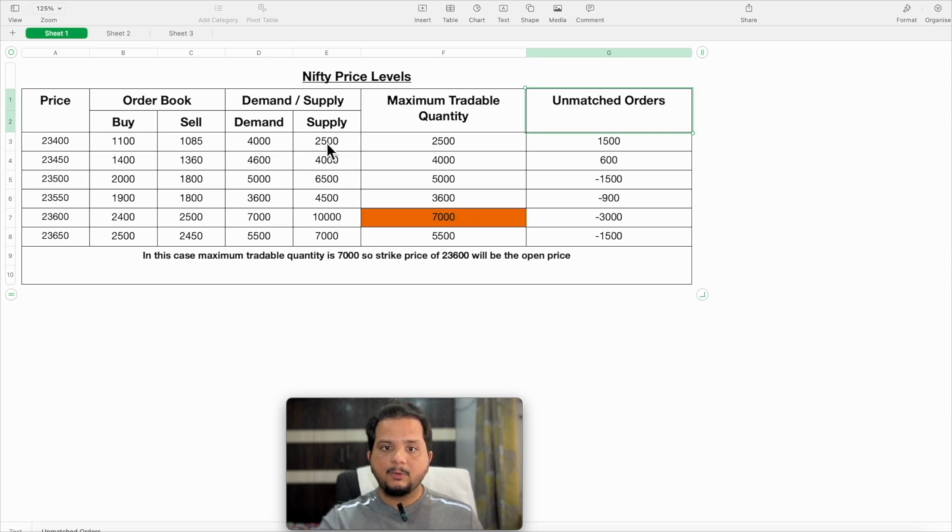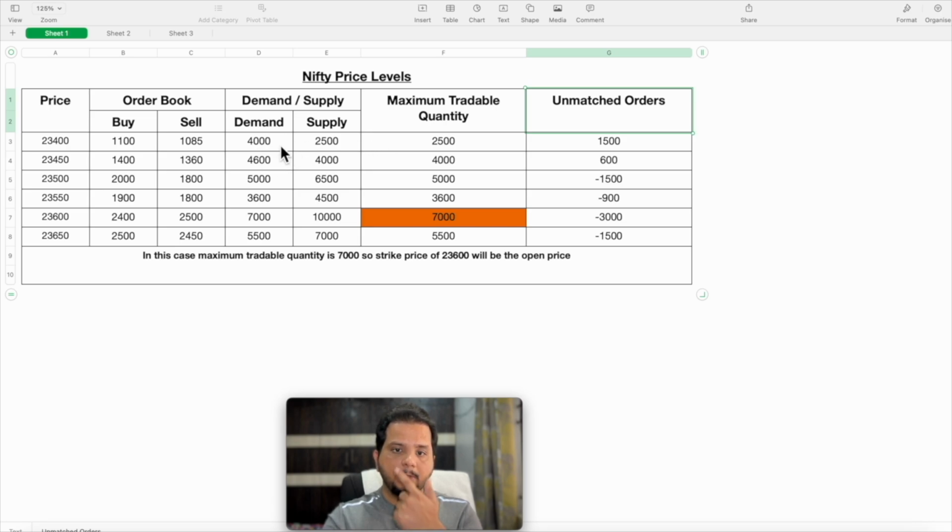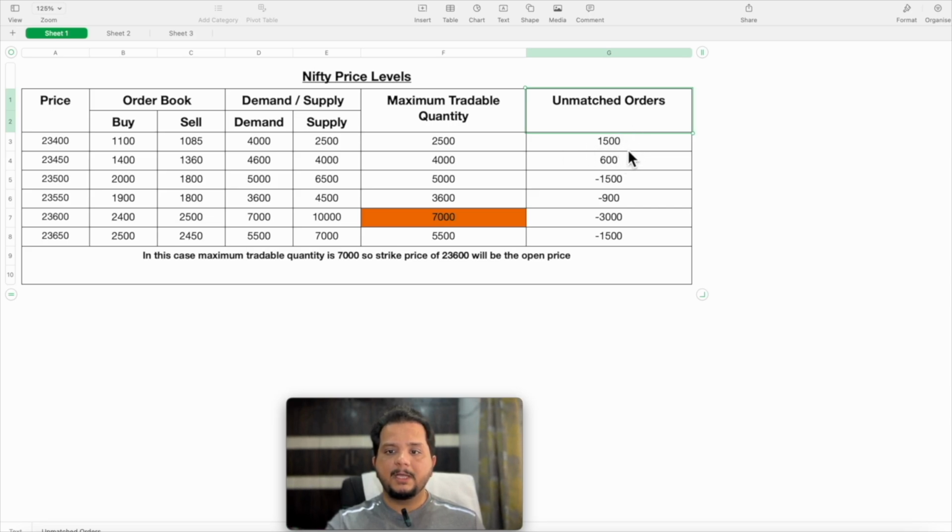So what is the tradable quantity here? Because I have only 10 books to sell and you have demand for 15 books, only 10 books can be sold, because the demand and supply is matched by only 2500 against 4000. Only the matched quantity is 2500, and the remaining is unmatched, 1500, sorry. So 1500 is the unmatched order. The supply of 2500 is fulfilled by 2500 demand, and the remaining 1500 is the unmatched order.